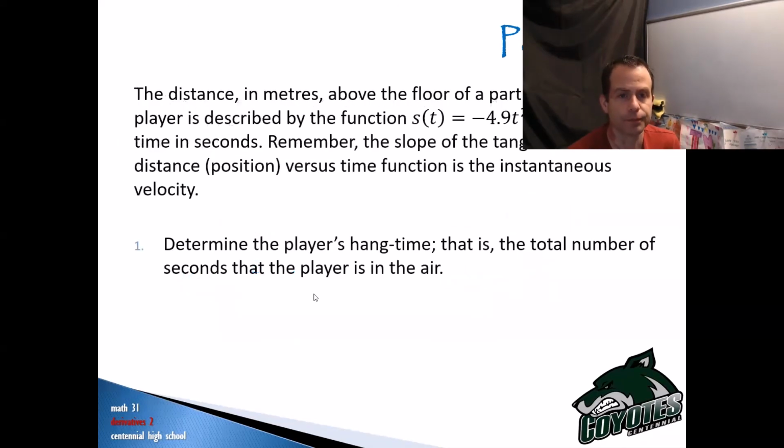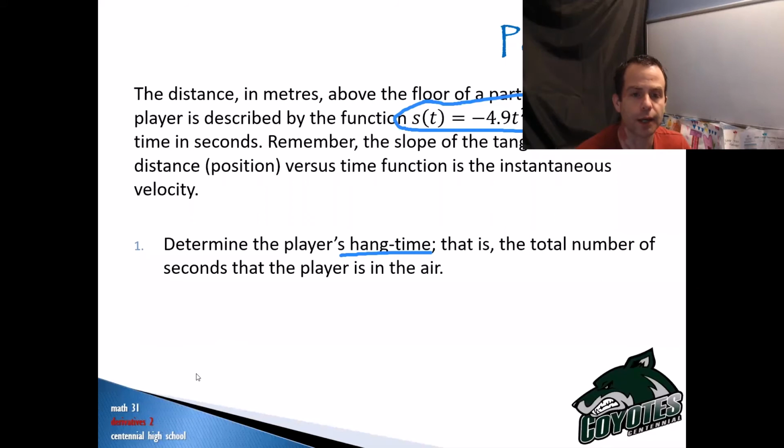All right, so the distance in meters above the floor of a particular basketball player is described by the function s of t equals -4.9 t squared plus 5t, where t is time in seconds. Remember, the slope of the tangent for a distance or position versus time function is the instantaneous velocity. So this s of t is the position function. If I was to find the derivative of that, the derivative would represent the instantaneous velocity. We've done a couple questions like that where we're making that connection. So determine the player's hang time. That is the total number of seconds that the player is in the air.